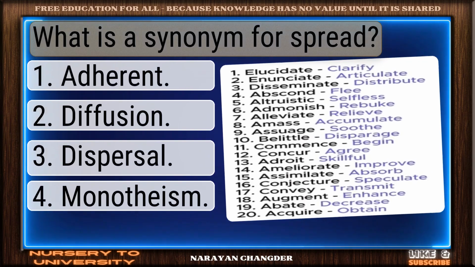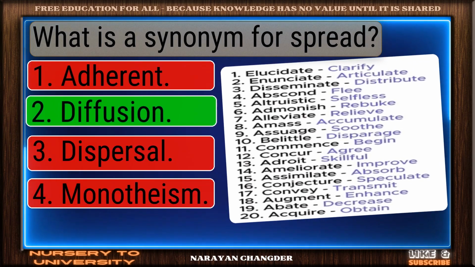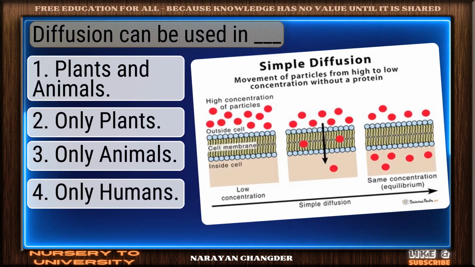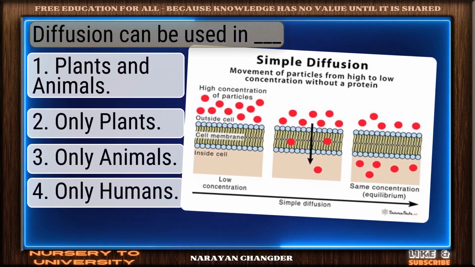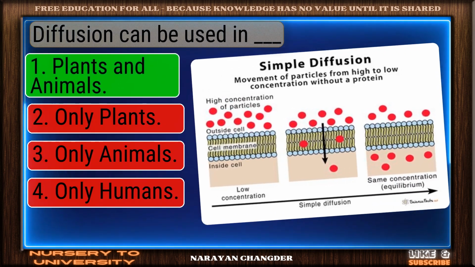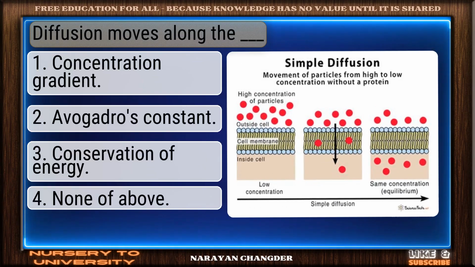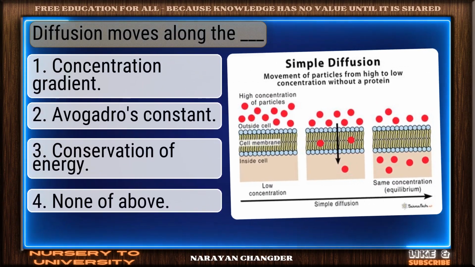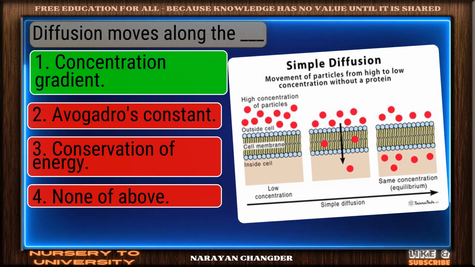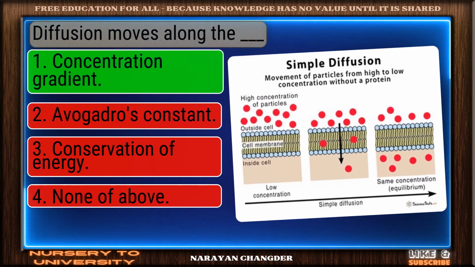What is a synonym for spread? Well done. Diffusion is the right choice. Diffusion can be used in dash. Smart pick. Plants and animals is the correct choice. Diffusion moves along the dash. Perfect. Concentration gradient is the correct choice.